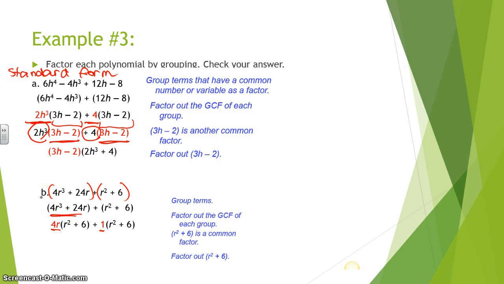So what do we have in common with our binomial factors? That's going to be r^2 + 6. So the way I'm going to write this is r^2 + 6, and then I bring together this 4r + 1. So final answer is (r^2 + 6)(4r + 1).